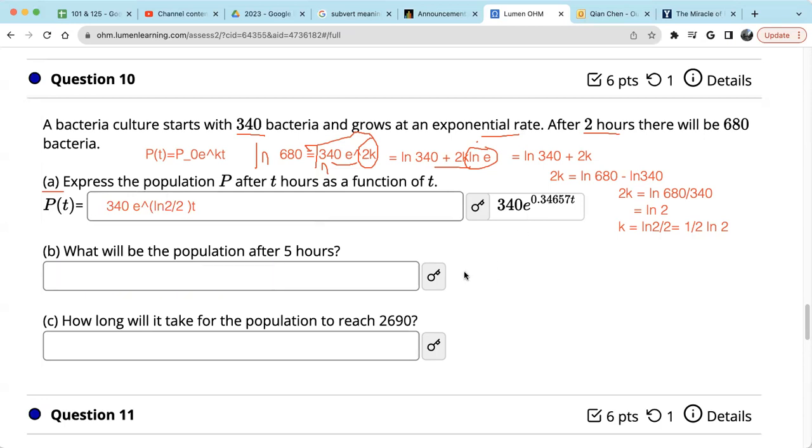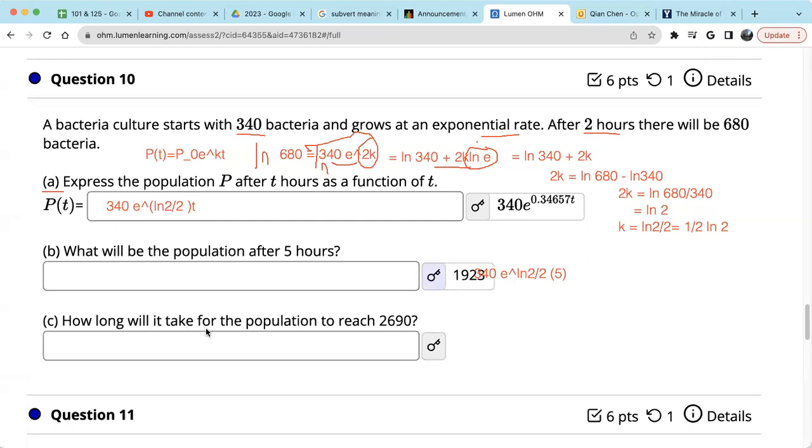Let me do the calculation on the side. That's 340 times e to the power ln 2 divided by 2, then multiplied by 5. Then you can use a calculator, because we have rounded the population, since this is a lab application. So this makes sense, the decimals. That's the answer: 1923. It's rounded. The population is rounded to integers.